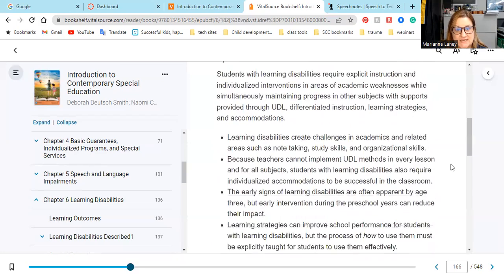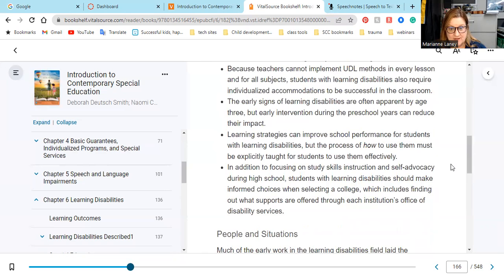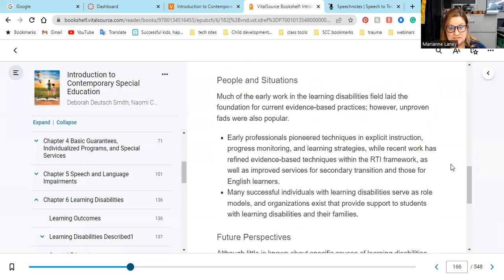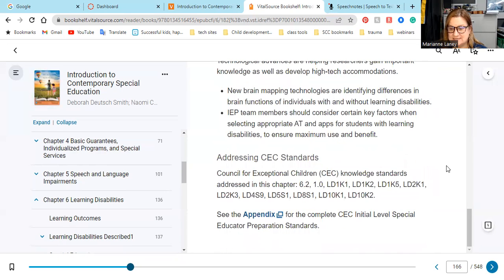So again, special education, we can service students, but it's so different for each one. We have a lot of options. We just have to dig down and figure out which one's best. We have the right teachers, the right supports, early intervention, and future perspectives is technology and doing what you can, then CEC standards. All right, so we got through that one in about a 35 minute walk through.